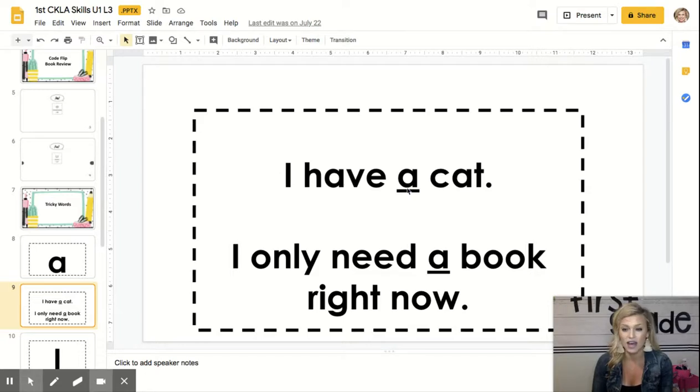Take a second to go ahead and either read my sentence or think of another way that you would say that in a sentence. Think of your own time. How would you use the word a in a sentence?